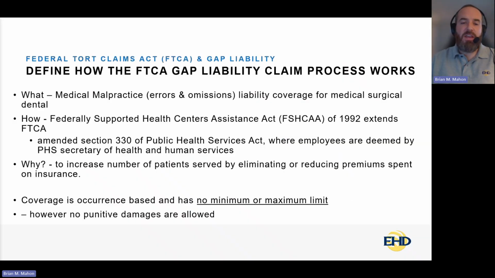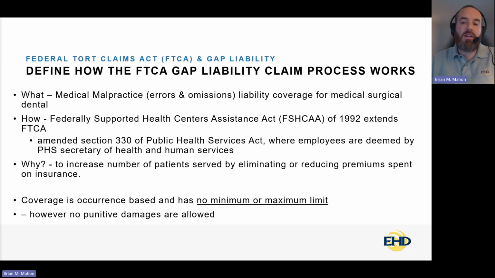And the FTCA is actually a federal legislation enacted in 1946 that provides legal means for compensating individuals who have suffered either personal injury, death, or some sort of property loss or damage caused by negligence or a wrongful act of an employee of the federal government. It's actually a solution put in place after a B-25 bomber from the U.S. Air Force crashed into the Empire State Building, killing 14 people.